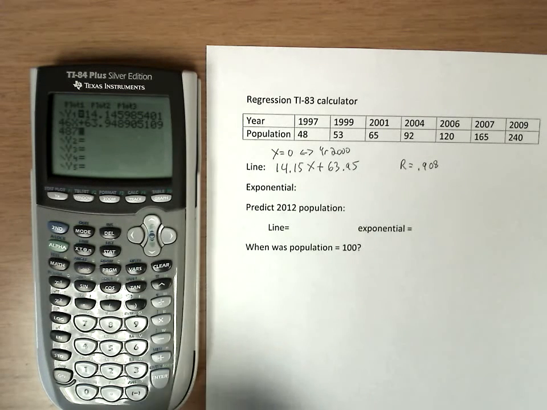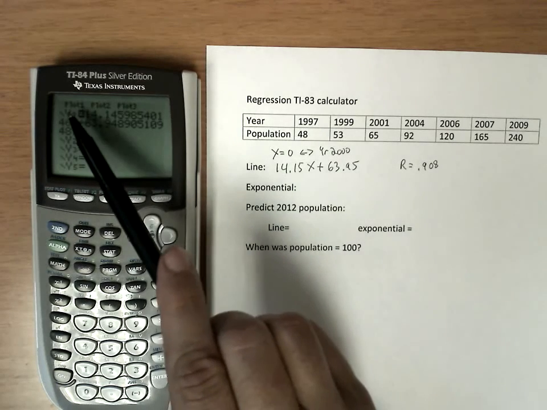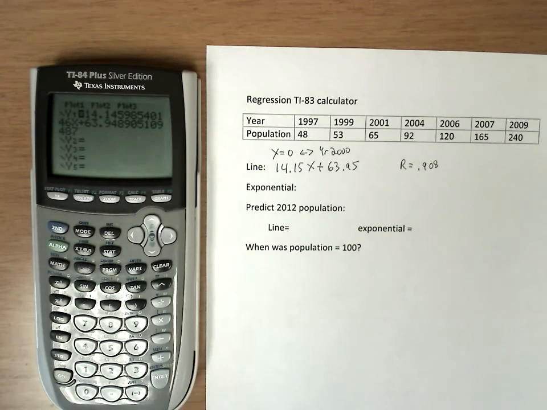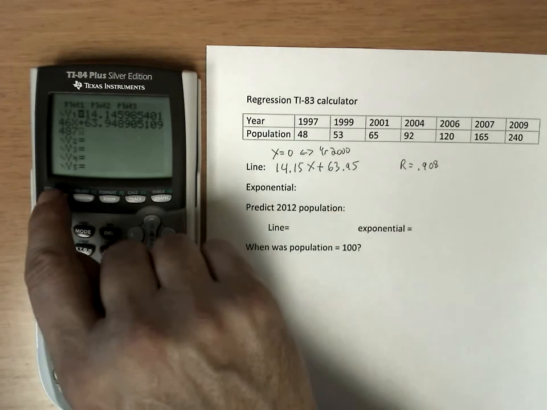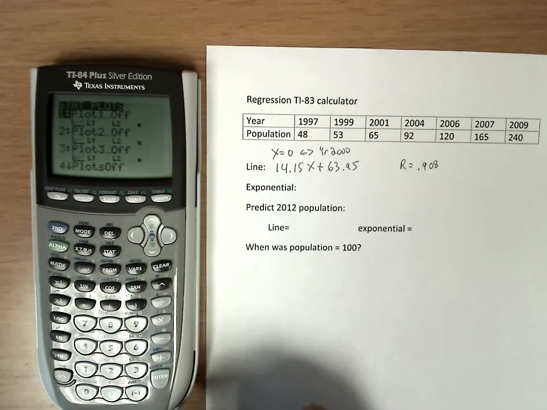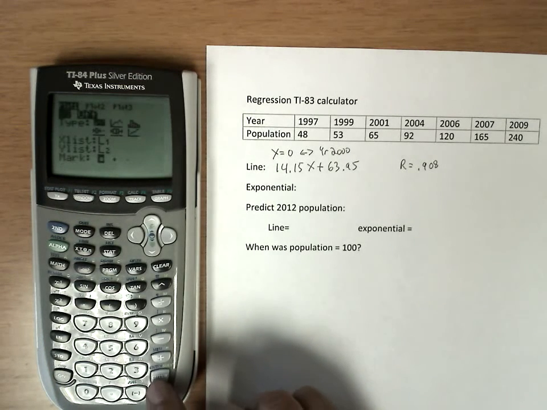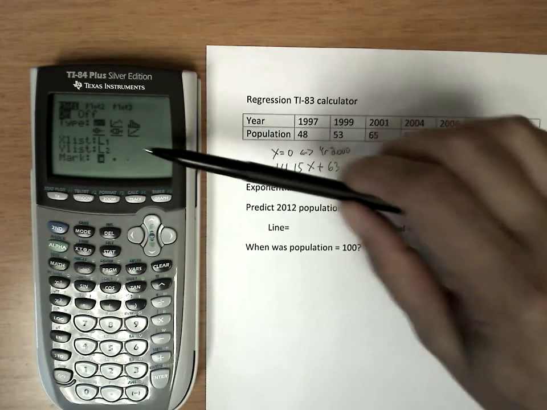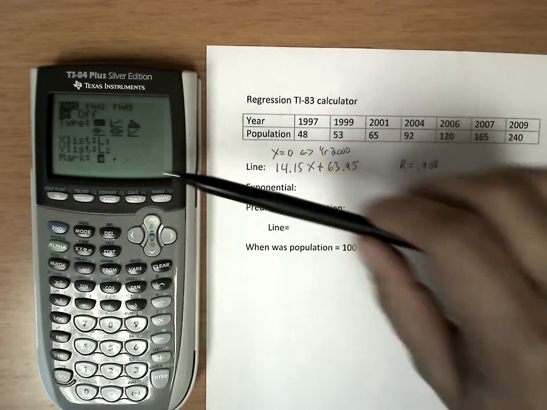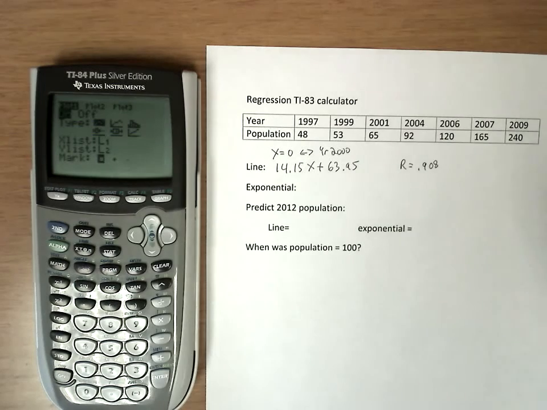Now I'm going to graph this, but I also want to see my data. And we see up here Plot 1, Plot 2, Plot 3. Those are stat plots. I want Plot 1 turned on. So I'm going to go to 2nd, Stat Plot, and I'm going to enter this and select On. Also going to make sure that the X list is L1 and the Y list is L2, which corresponds with the data that I typed into the calculator. Okay, so now I'm ready to graph.